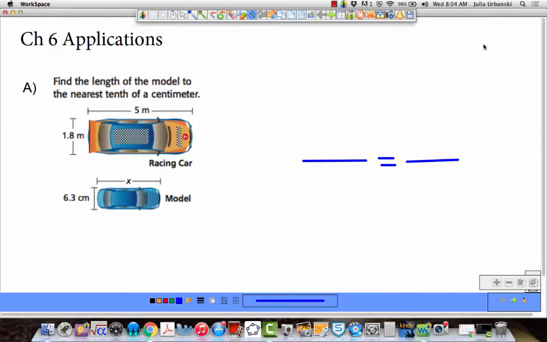Okay, so with the racing car on top and the model car on the bottom, if you have the picture, you don't have to worry about much. You just turn it right into proportion. If all you have is words, it's a little bit more complicated.